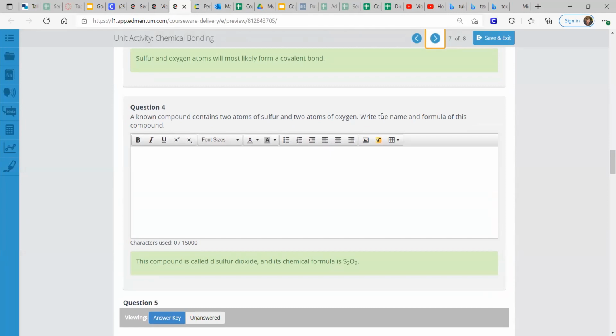A known compound contains 2 atoms of sulfur and 2 atoms of oxygen. Write the name and formula of this compound. Well, this would be called disulfur dioxide because there are 2 atoms of sulfur and 2 atoms of oxygen. Di means 2. So we have to insert that di before the names. Disulfur and then dioxide. Remember IDE. And we would write that as S2O2.